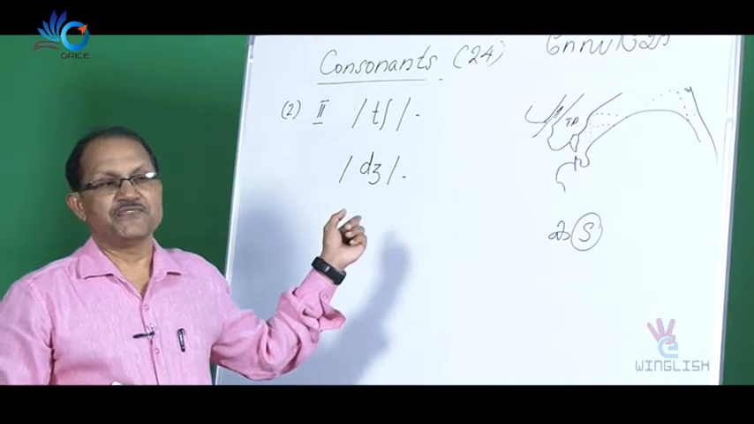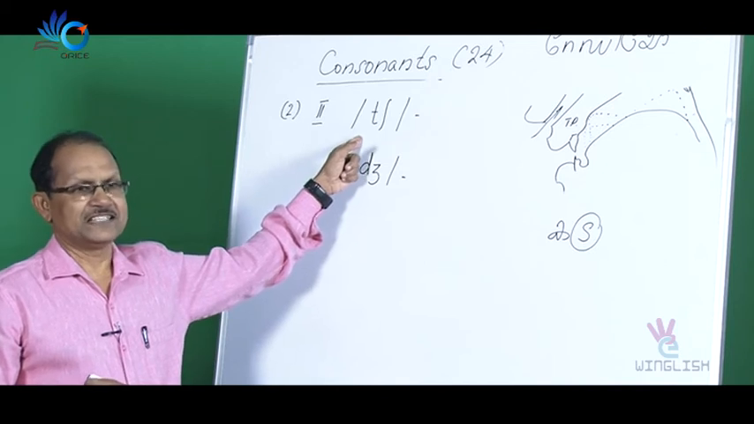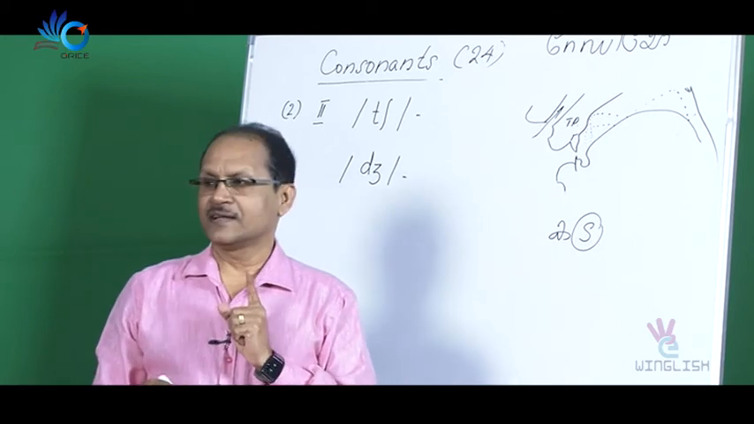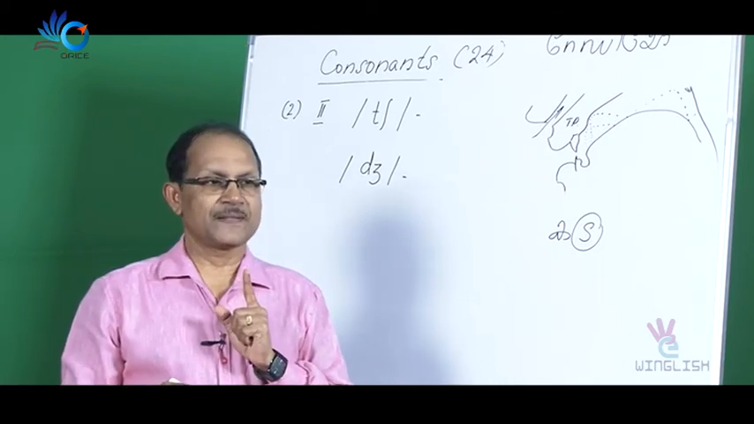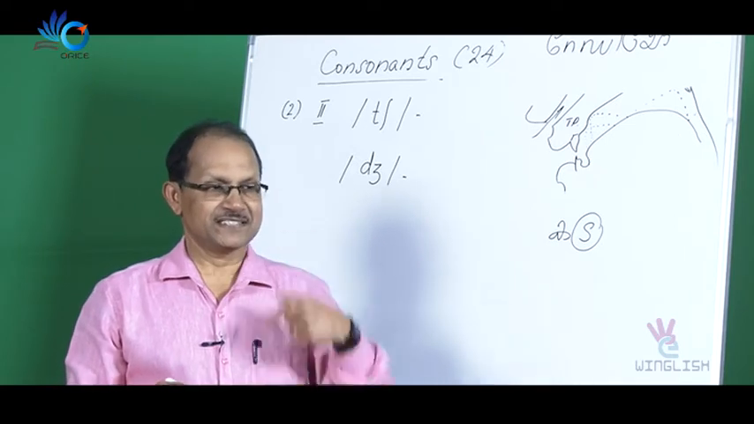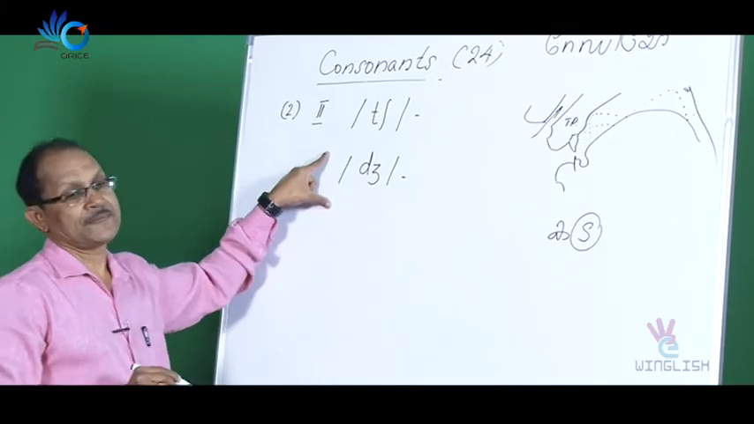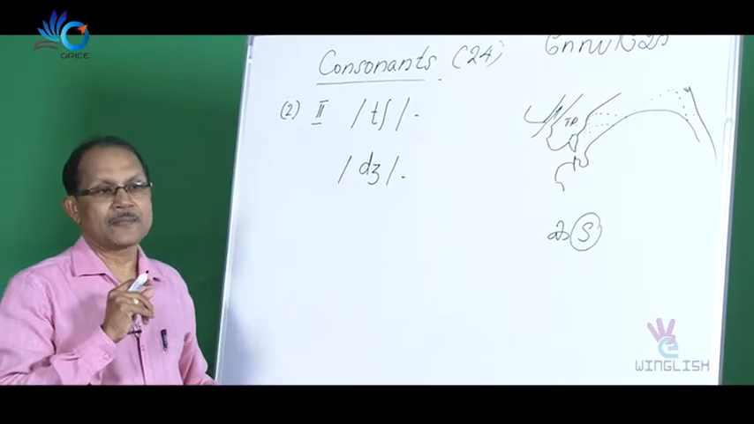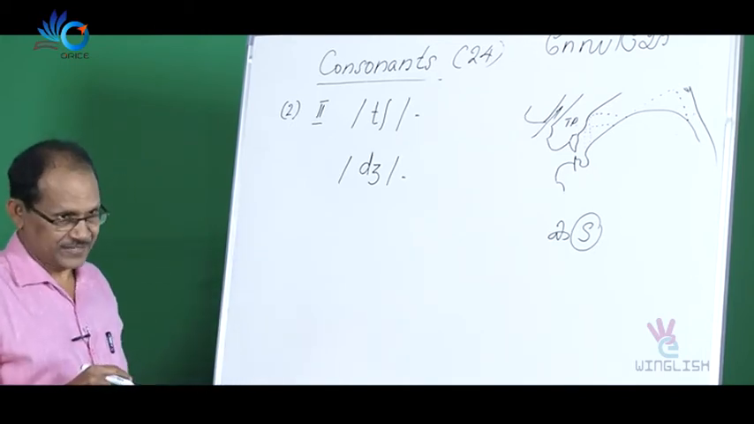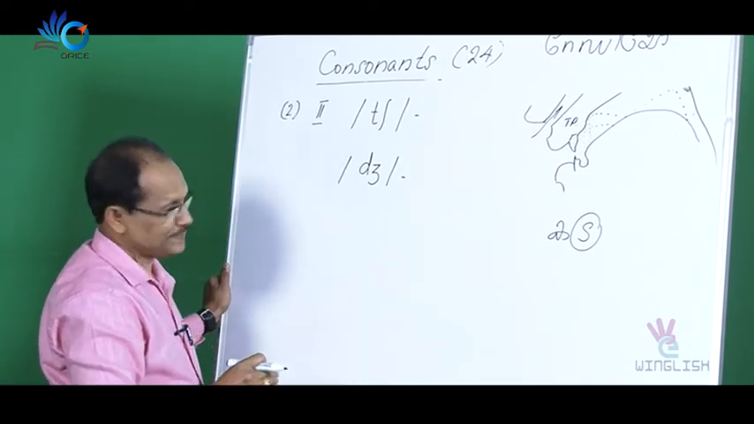And we have already seen the articulators. The articulators are the tip of the tongue, alveolum and palate, palato-alveolar sounds. Tip of the tongue, alveolum and palate. Okay. Now, the sounds, what are the sounds?